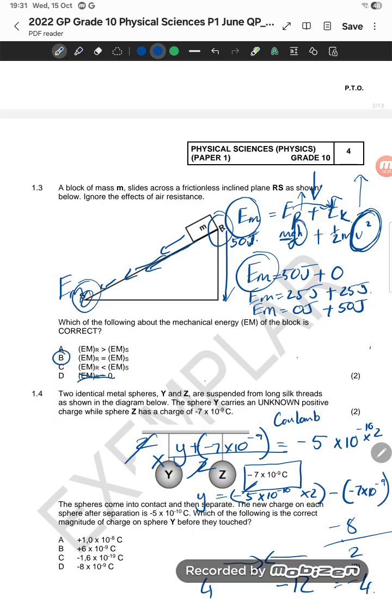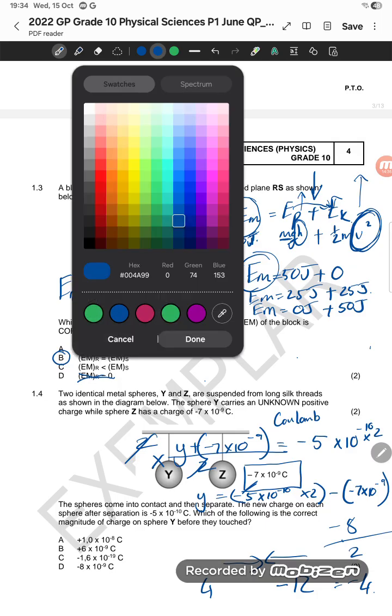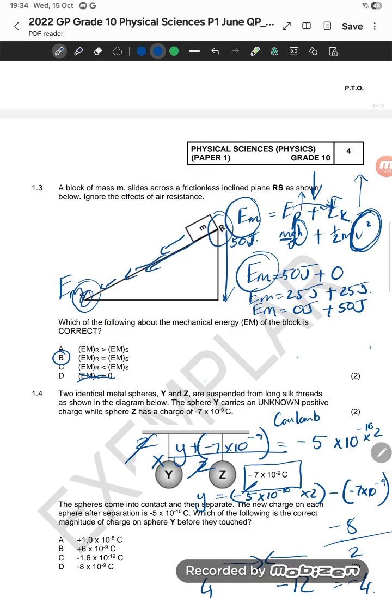Okay, cool. Let me pause and use the calculator to make sure. My calculator just gave me 6 times 10 to the power of -9 coulomb, which means it would be B. That's quite an easy one as well.